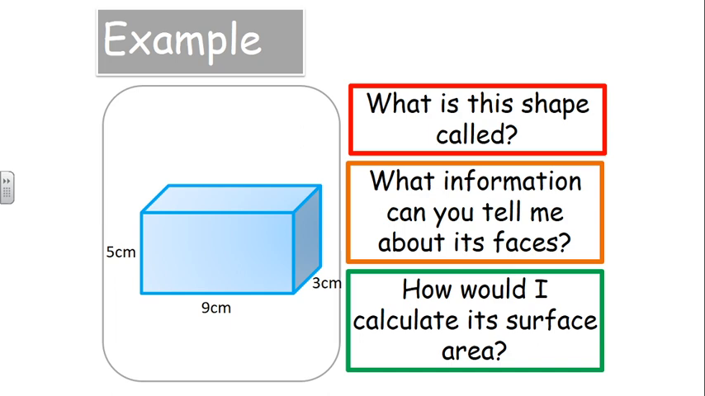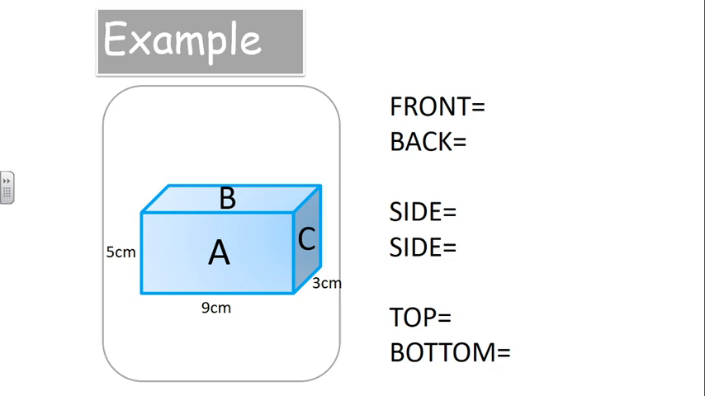I'm going to see how to calculate the surface area. So this is the first example. What I would suggest is on every single question, you write down exactly this. You write down front, back, side, side, top, bottom. You can just write down F, B, S, S, T, B if you want. Okay, so as I've labelled them, we're going to look at the areas of these sides.